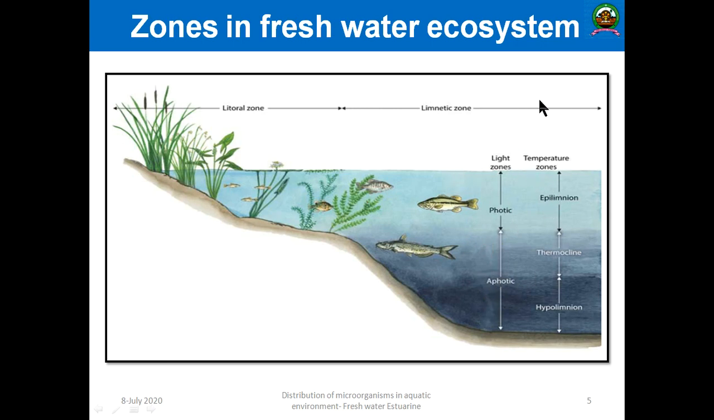And depending on the temperature range, the area in which the water is at maximum temperature, that is the warm region, is known as the epilimnion. Then at the bottom, the cold water where the temperature is very low is known as the hypolimnion. And the middle part between the epilimnion and hypolimnion is known as the thermocline. This thermocline is the intermediate zone, neither too warm nor too cold. So that is the important aspect.